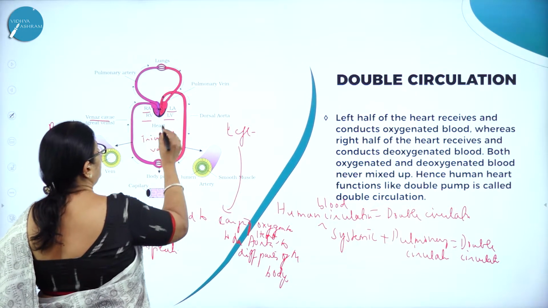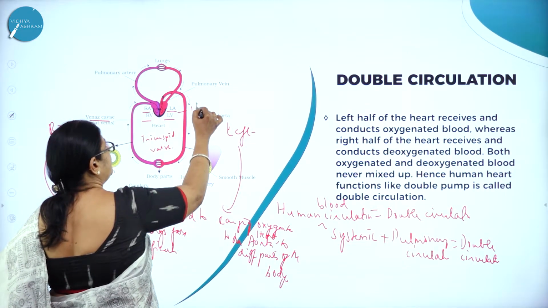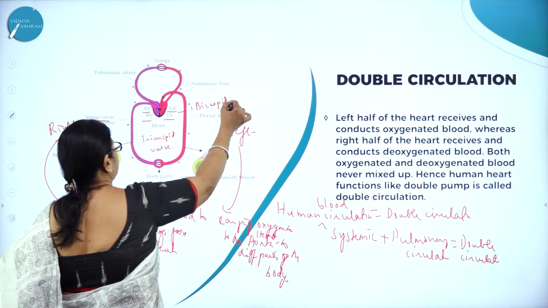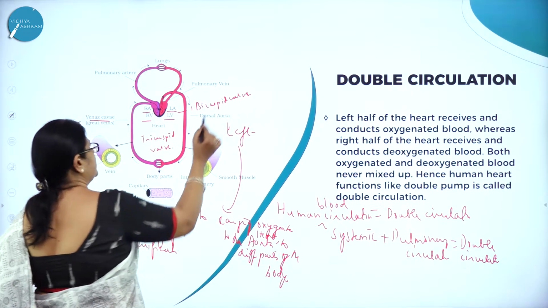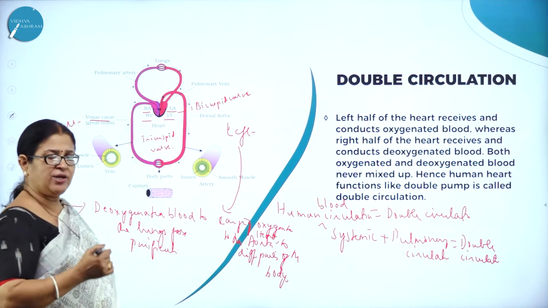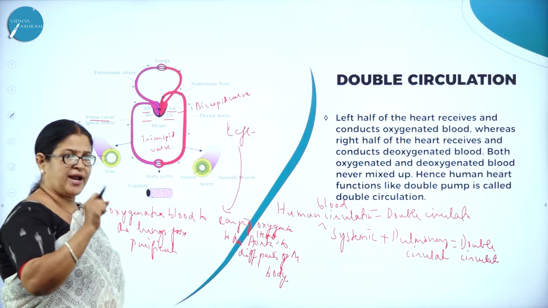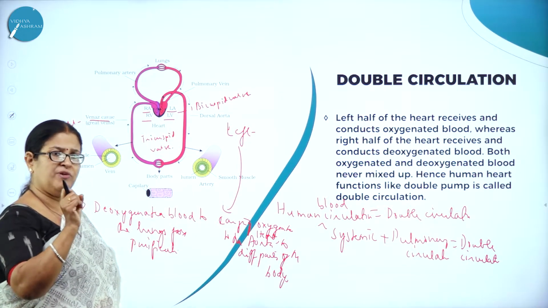Tricuspid valve. And in between the left auricle and left ventricle, there is a bicuspid valve. So here, when the right auricle is filled with impure blood, then it contracts. Then the tricuspid valve will open.